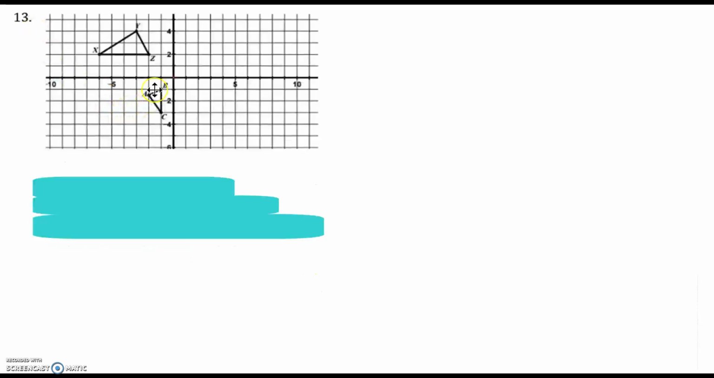For number 13, this one's a little different because there's a rotation. So I am going to follow the TRRD method because it will help guarantee that I can do this correctly.